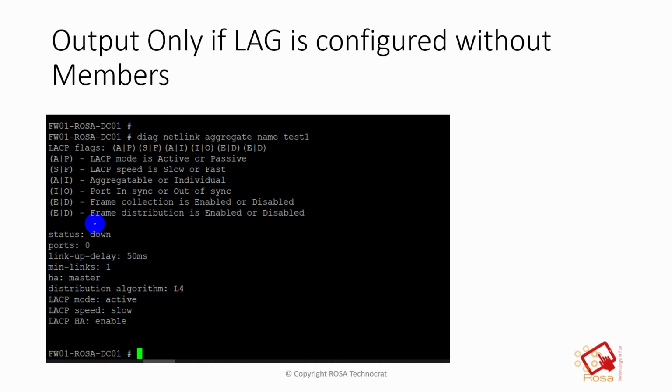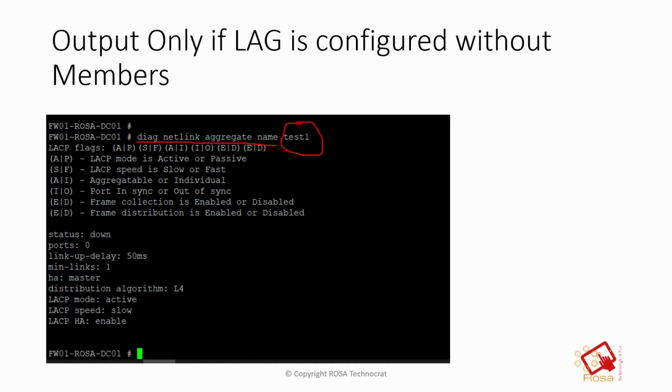So for now, what we have done is we have just created a lag interface and not defined any members under it. And then if you run this important command, you should make a note of it, which helps you in all the troubleshooting for any aggregate interface. So this is diag netlink aggregate and the name of the aggregate interface. Diag netlink aggregate name and the name of the interface.